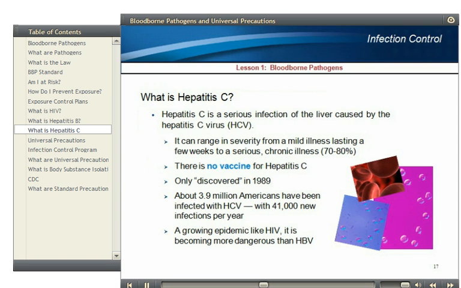Only discovered in 1989. About 3.9 million Americans have been infected with HCV, with 41,000 new infections per year. A growing epidemic like HIV, it is becoming more dangerous than HBV.